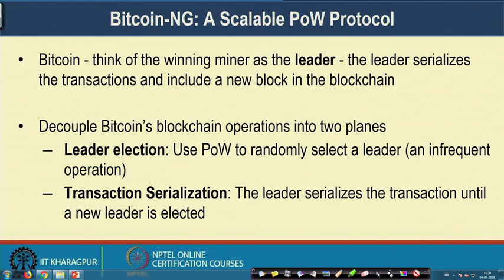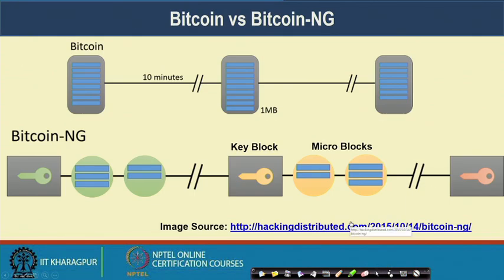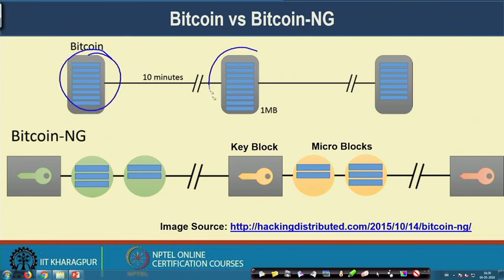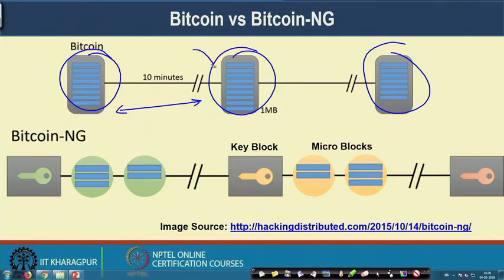Now, with this idea, the entire architecture of Bitcoin NG is something like this. If you look into standard Bitcoin, at every 10 minutes you are electing a new leader, and the task of that new leader is to add these new blocks. That means the miner who is able to solve the puzzle will add the new blocks in the system.